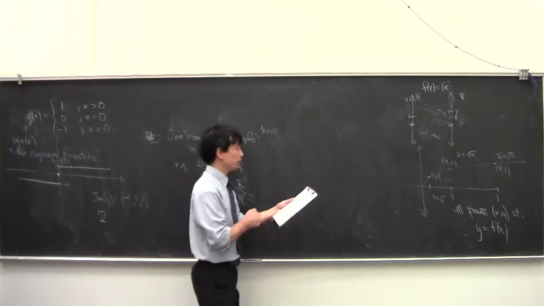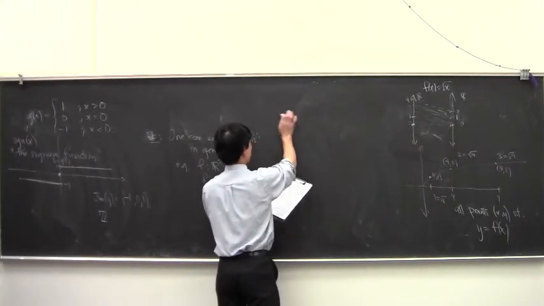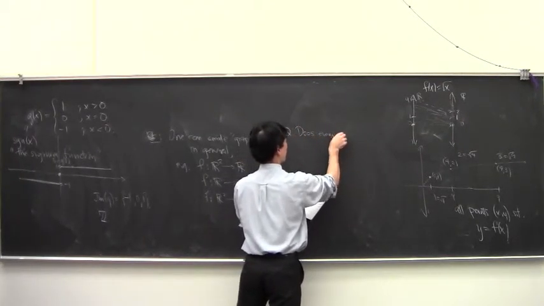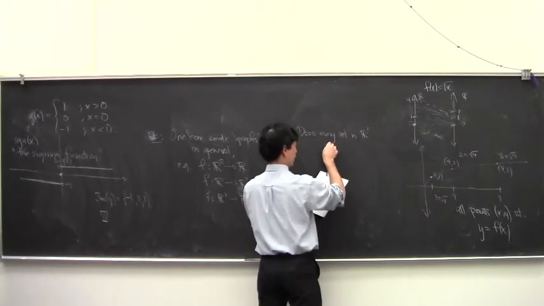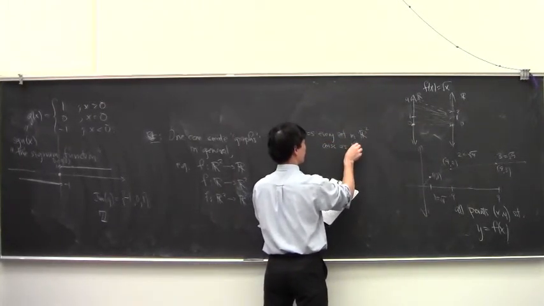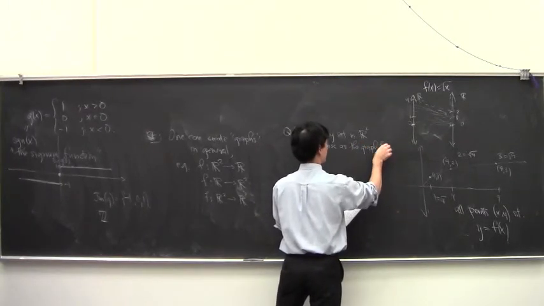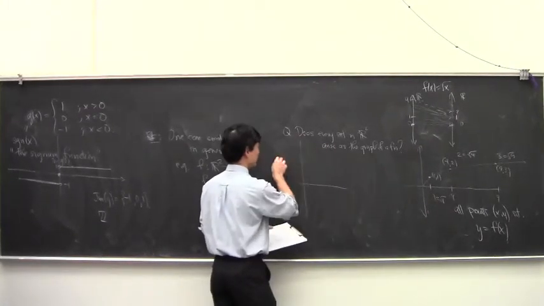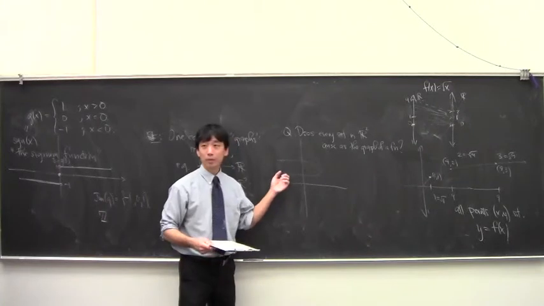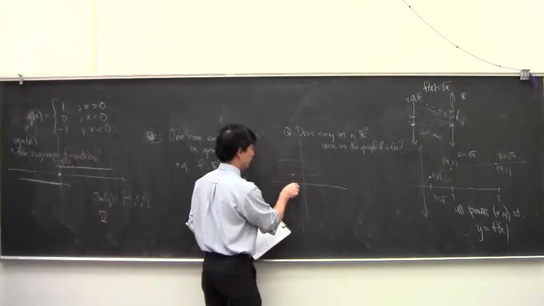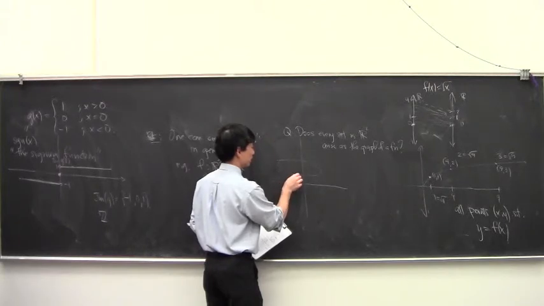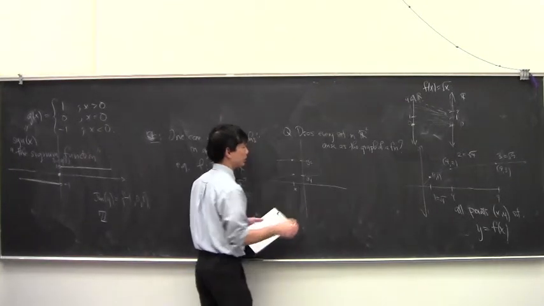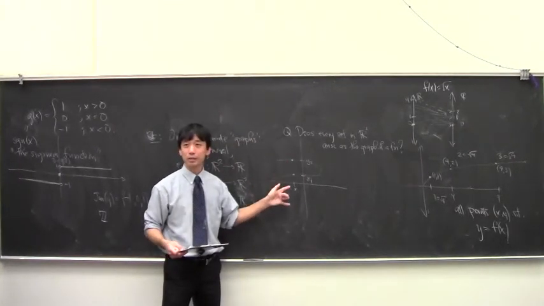Okay. And you all know this. Does every set in R2 arise as the graph of a function? And the answer is, of course, no, right? Because, for example, if you had something like this, then what that would mean would be that, let's say this is x, this height is y1, and this height is y2. If the graph looked like this, what would that mean?